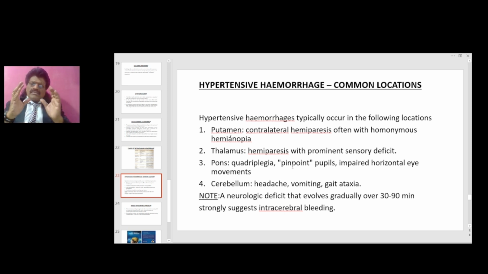Why? Pons is supplied by single basilar artery. So when it ruptures, the blood goes bilateral and affects both the sympathetic tracts, and both pupils get affected. So they will produce pinpoint pupils. And we know that the horizontal eye movements are in the pons and vertical eye movements are in the midbrain. So when the pons gets affected, there will be impaired horizontal eye movements. If the cerebellum gets affected, there will be headache, vomiting and gait ataxia. Note, a neurological deficit that evolves gradually over 30 to 90 minutes strongly suggests intracerebral bleed.